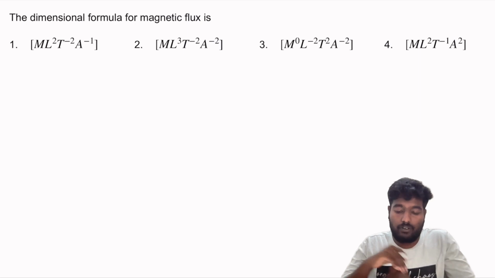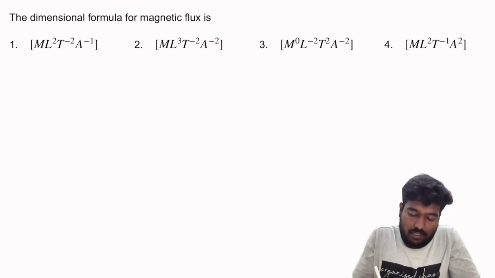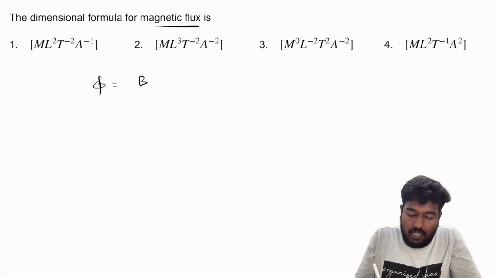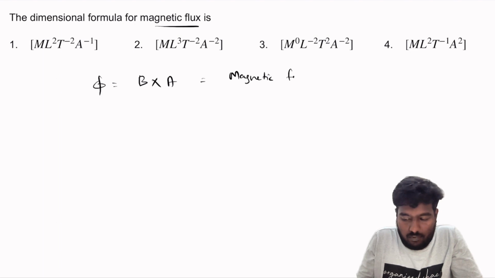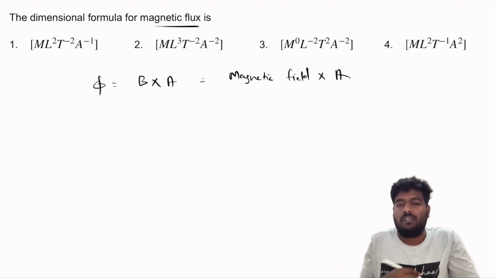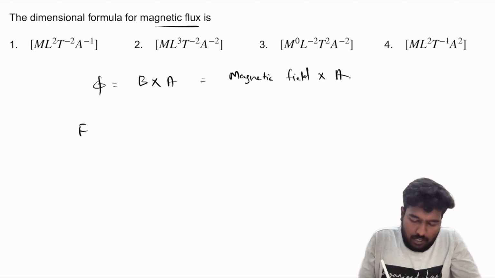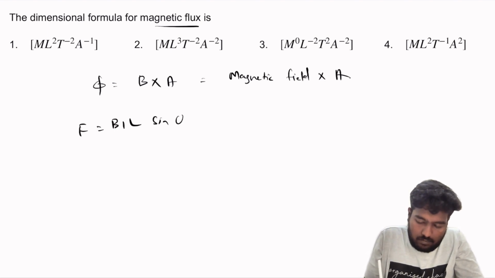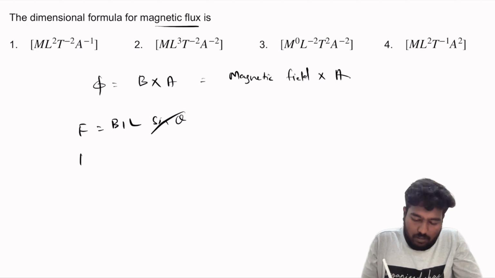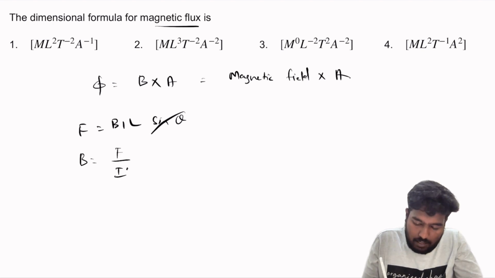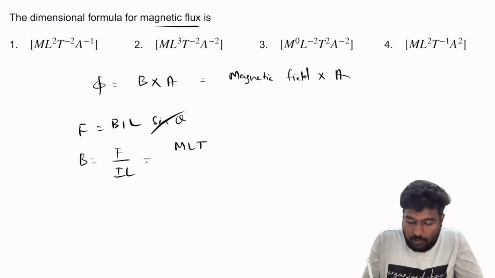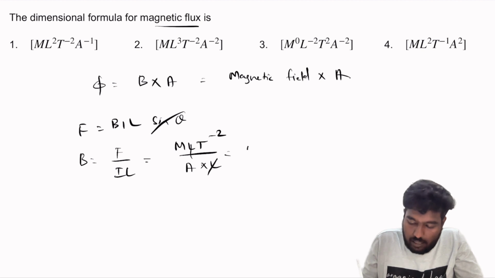For the dimensional formula for magnetic flux, so magnetic flux is phi, that we know is B into A. Magnetic flux is magnetic field into area. So magnetic field, we can get it from F equal to B I L sine theta. Sine theta we will leave, it doesn't have dimension. So B equal to F divided by I into L. So ML T power minus 2 divided by A into L. So we will get M T power minus 2 into A power minus 1. So that's B.